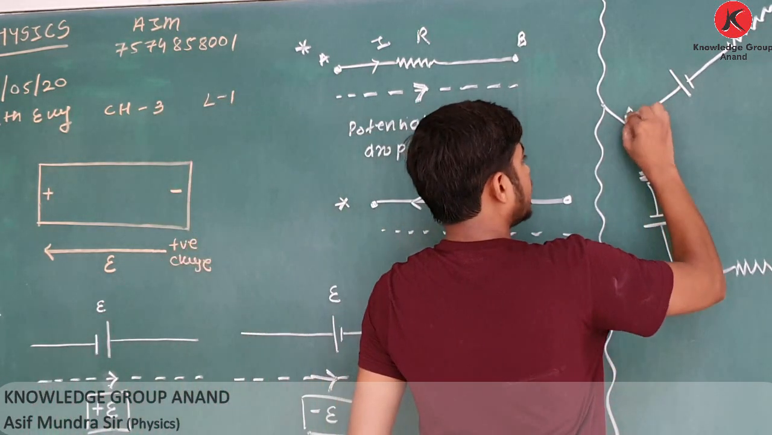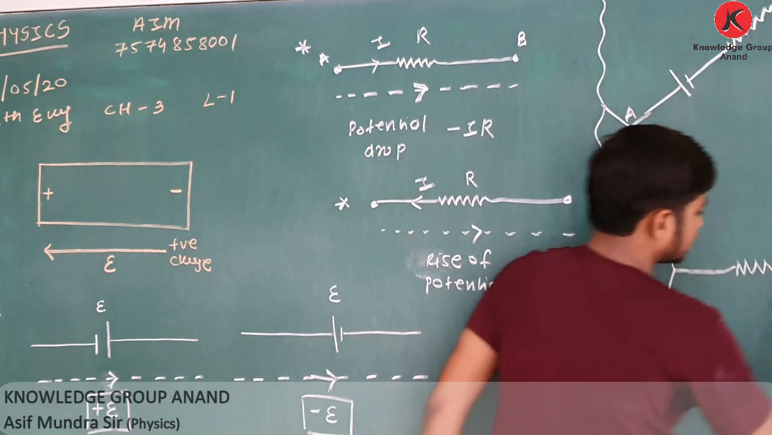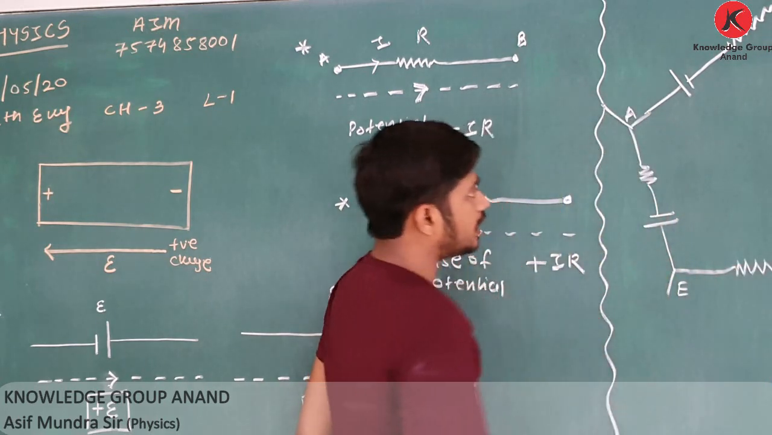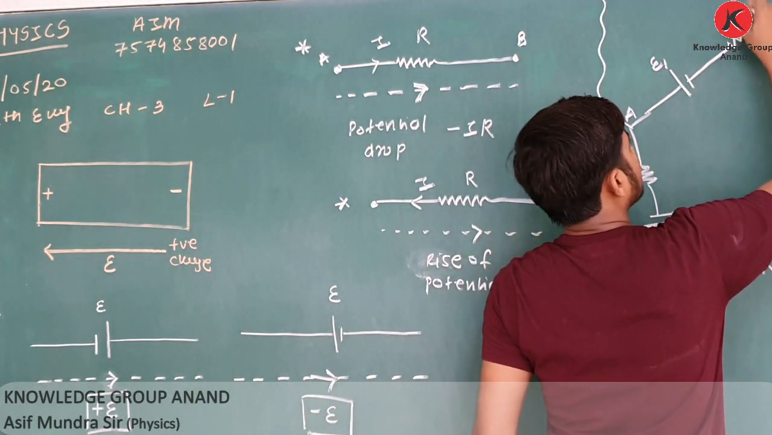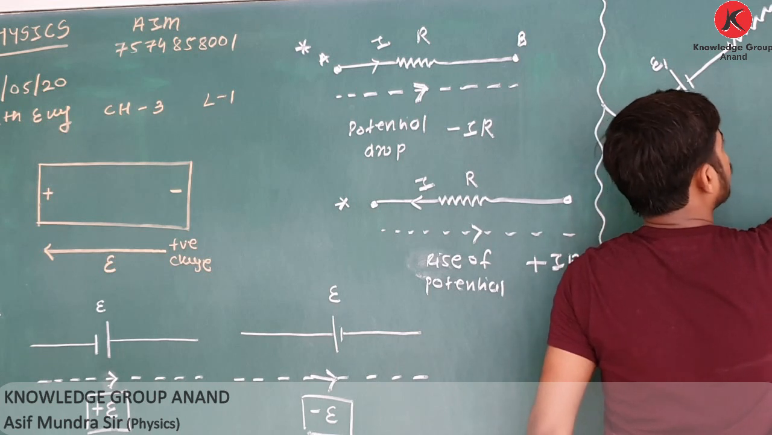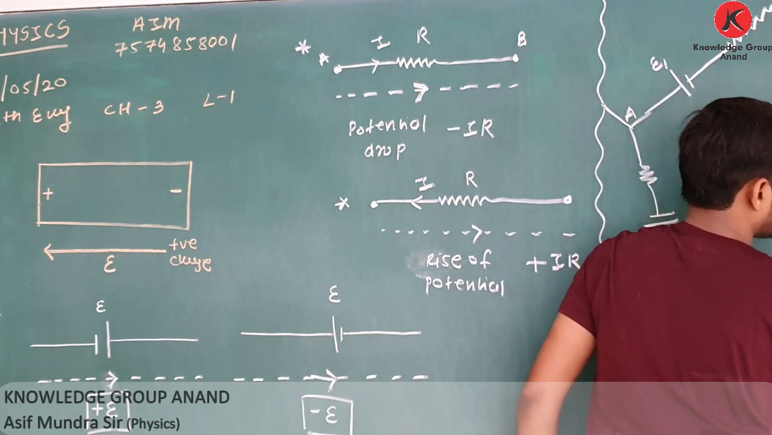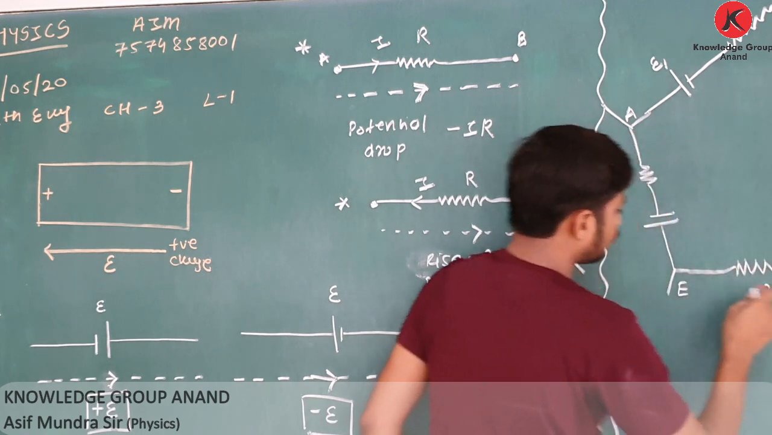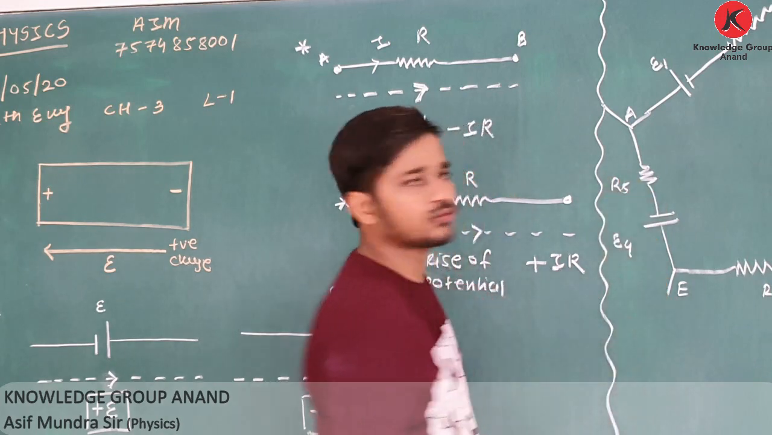Like, it is point A, it is junction A, it is junction B, C, here is D, here is E. Okay, clear about this? Its EMF is E1, its resistance is R1, its EMF E2, resistance R2, resistance R3, EMF E3, resistance R4, EMF E4, resistance R5. Clear about this?